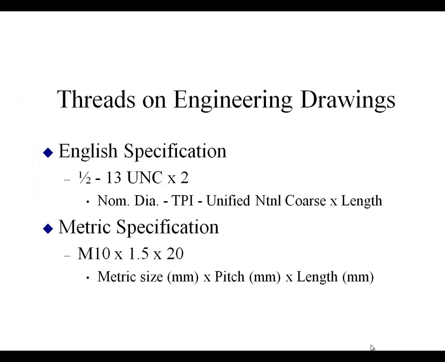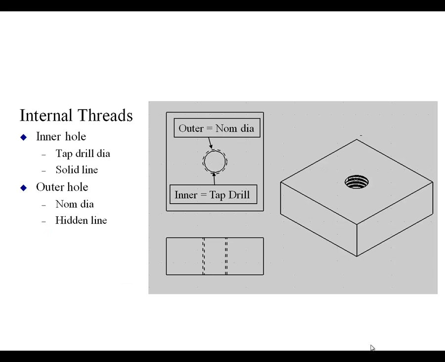Threads on engineering drawings are often specified this way: half 13 UNC by 2. That would mean it's a 1/2 inch nominal diameter, 13 threads per inch, unified coarse standard, by 2 inches long. It's important to understand that the length of a fastener is the length under the head, not including the head. Metric specification would be something like this: M10 by 1.5 by 20 millimeters long. Again, that length is under the head. Here's how you show them.